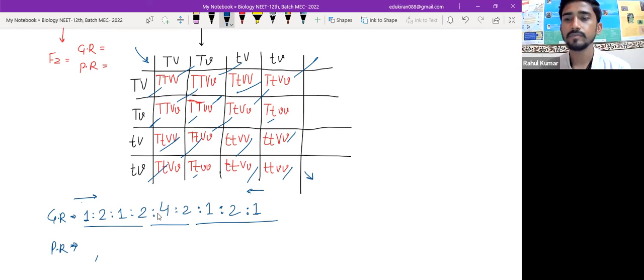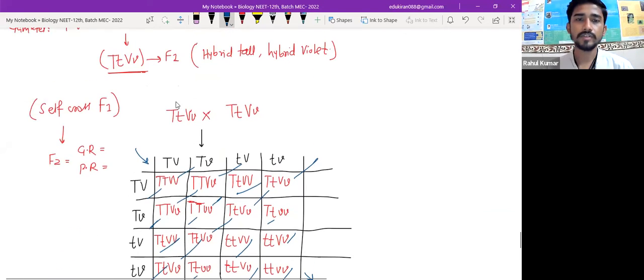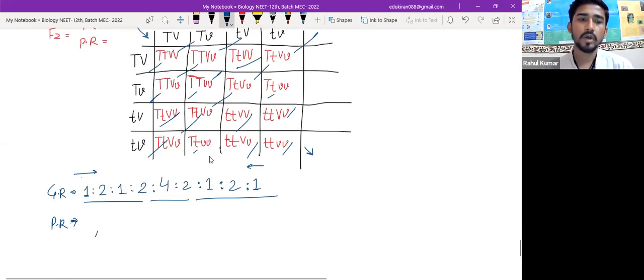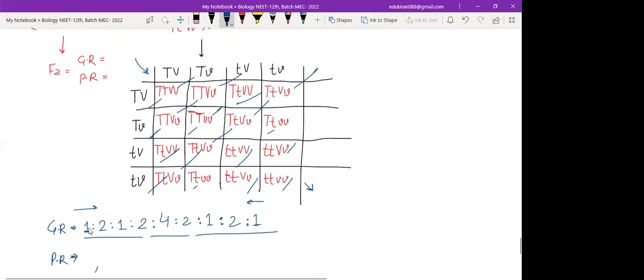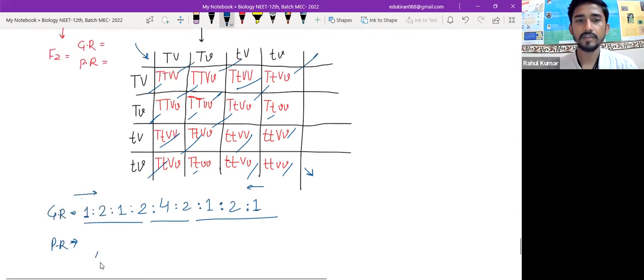Now tell me the phenotypic ratio. How many different phenotypes can be possible? If we are crossing these two, what were the parents' phenotype? This was hybrid tall and hybrid violet, both, right? So how many different phenotypes are possible? 4. Tall and violet, tall and white, dwarf and violet, and dwarf and white, right? If there are 2 genes with 4 alleles, this could be the only possibility. Yes or no? Yes. So what will be the phenotypic ratio?